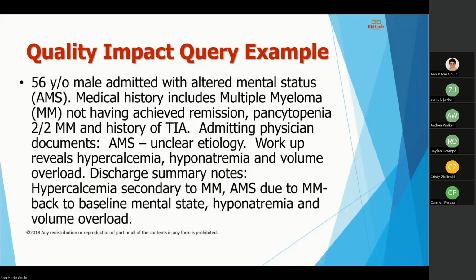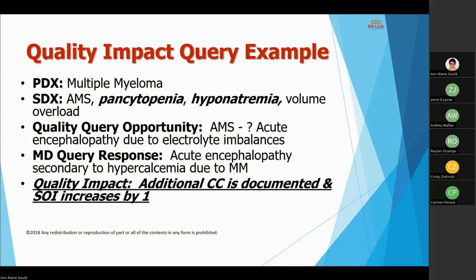So I just wanted to look. So what's our PDX for this patient? What bought the bed? Multiple myeloma, right? Yeah. That bought the bed because they attributed the hypercalcemia to the multiple myeloma. And then we have a secondary diagnosis. So we have them listed here, right? AMS, pancytopenia, hyponatremia, volume overload.